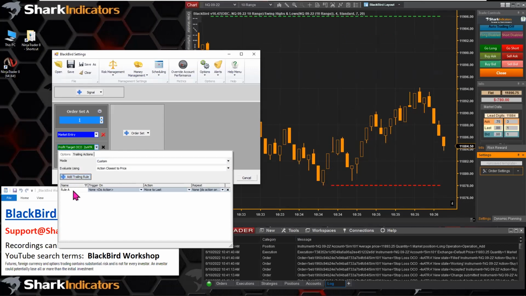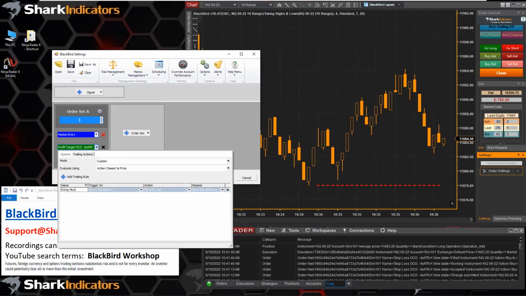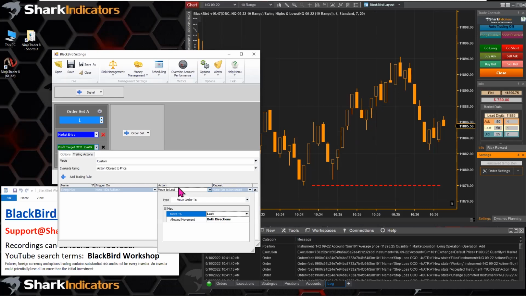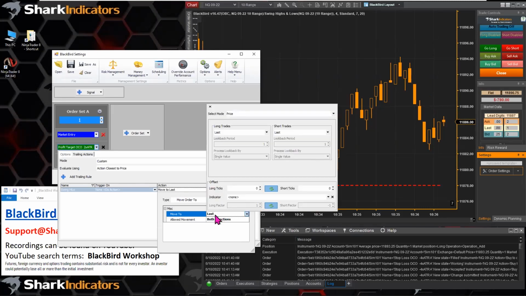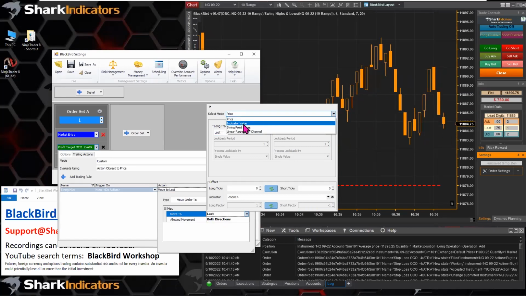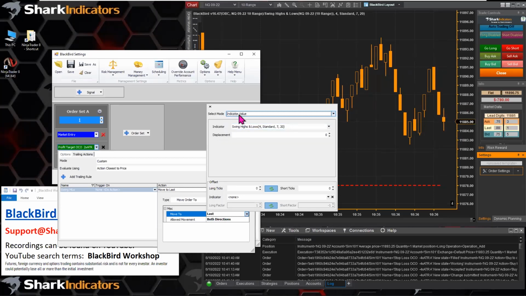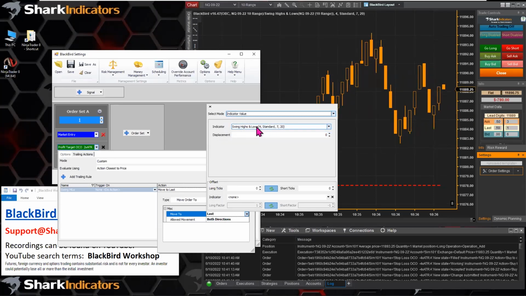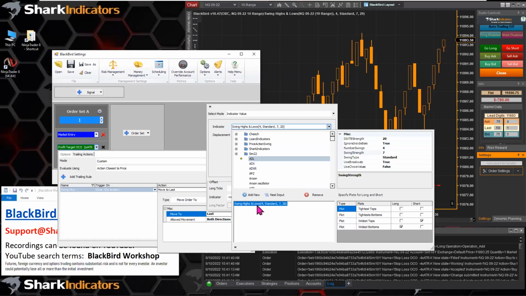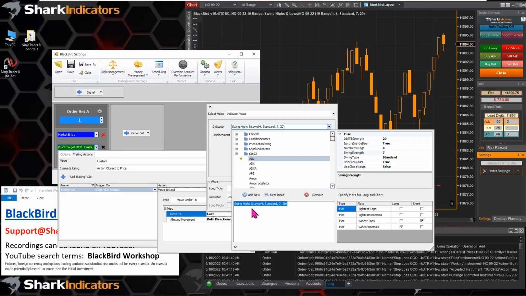And let's create a trailing rule. All right, there. And the action is we want to move that profit target to the swing highs and lows indicator. And let's see, yeah, there we go. We already have the swing highs and lows set up for us since we used it previously for the stop loss. Right, BlackBird remembered that and sets it up for you automatically to try and save some time.